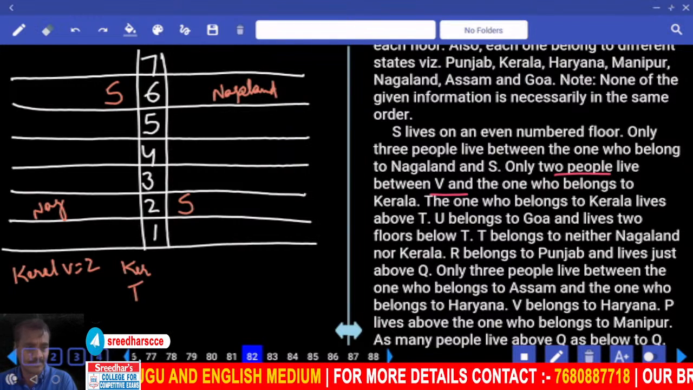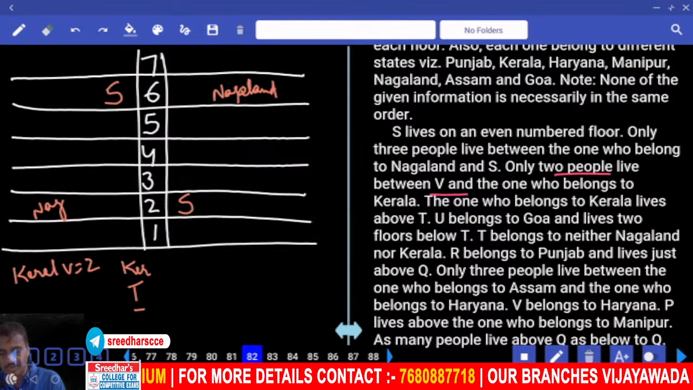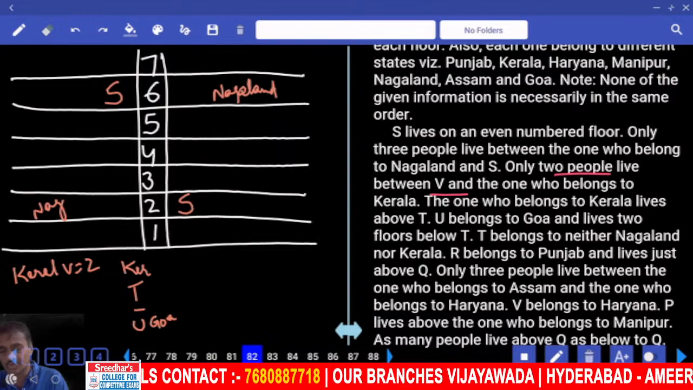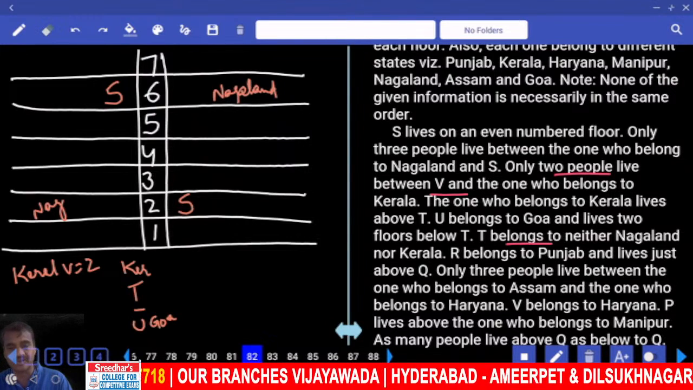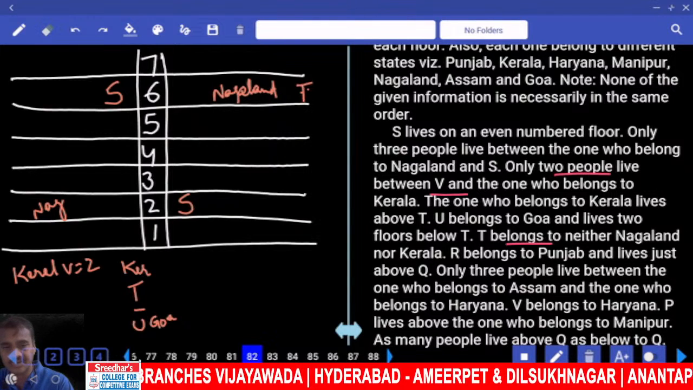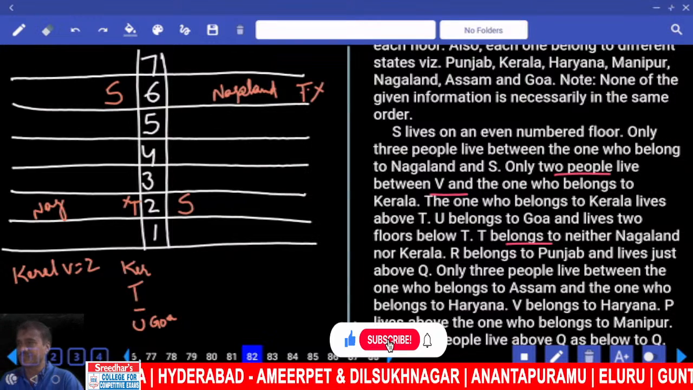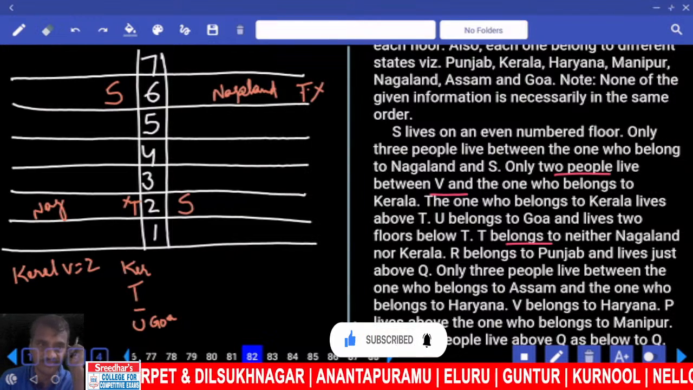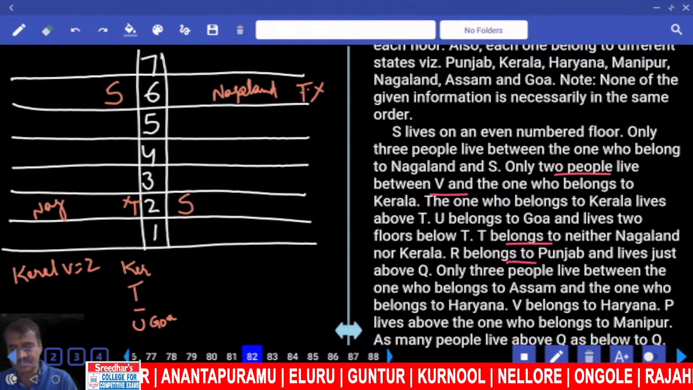And U belongs to Goa, and lives 2 floors below T. And T belongs to neither Nagaland nor Kerala. T cannot be Kerala, because Kerala lives above the person T. Isn't it? And the next one: R belongs to Punjab, and lives just above Q.